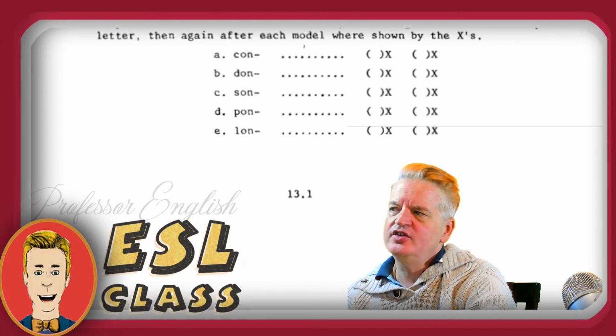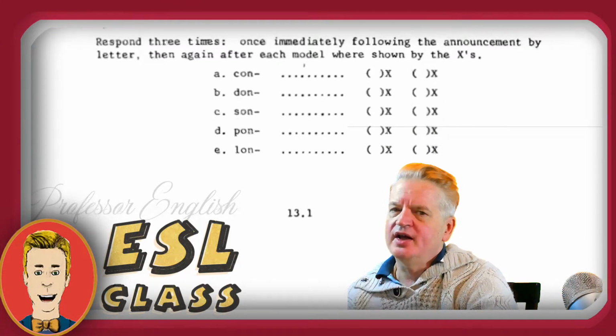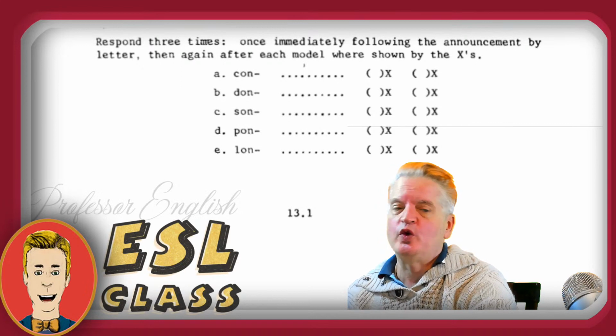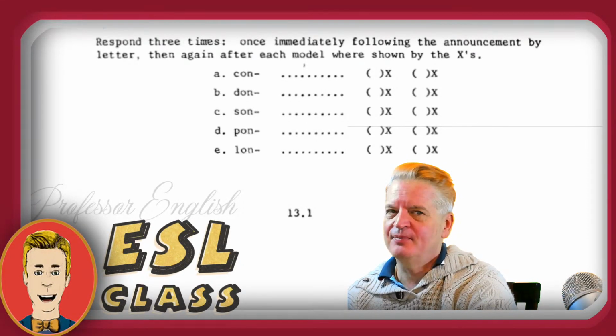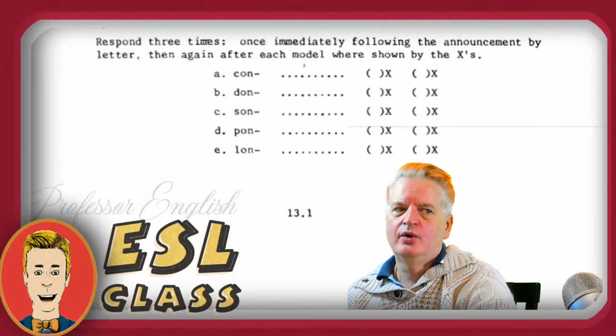Okay, so the first word is con, which I think is con. Let's see. A. Con, con. Probably not saying it right. B. Don. Don. C. Son. Son.